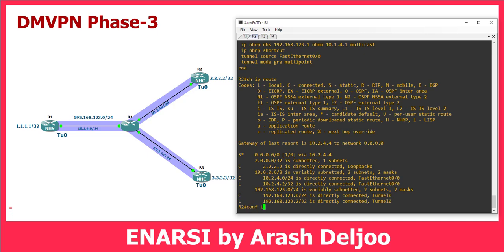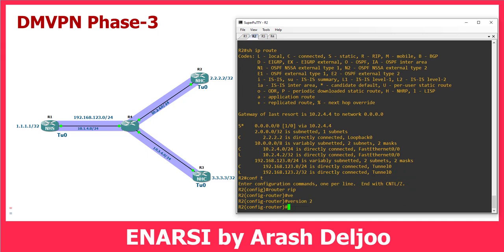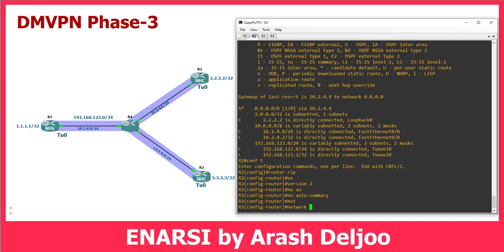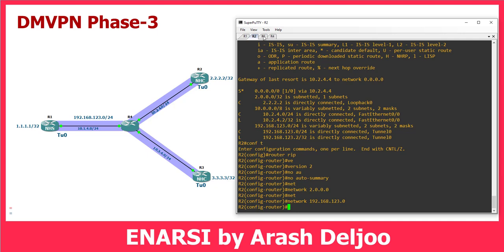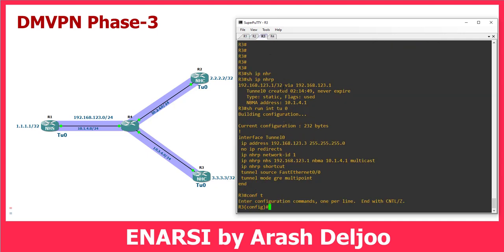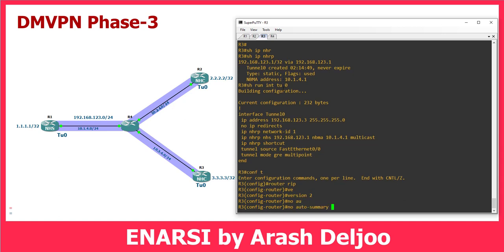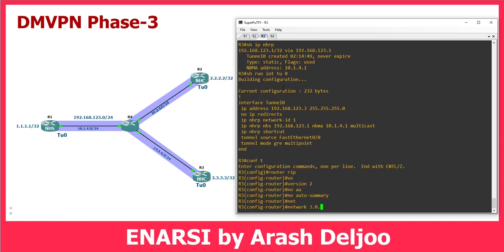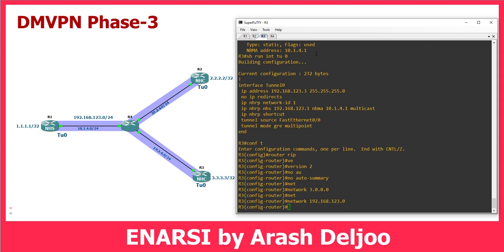In router 2, conf router RIP, then version 2, and then no auto summary. After that, network 10.0.0.0, and then network 192.168.123.0. Let me configure router 3 also. Conf router RIP version 2, no auto summary, and then network 3.0.0.0 and network 192.168.123.0. This is the configuration of RIP.